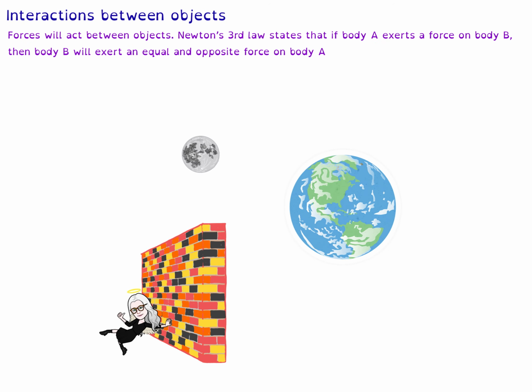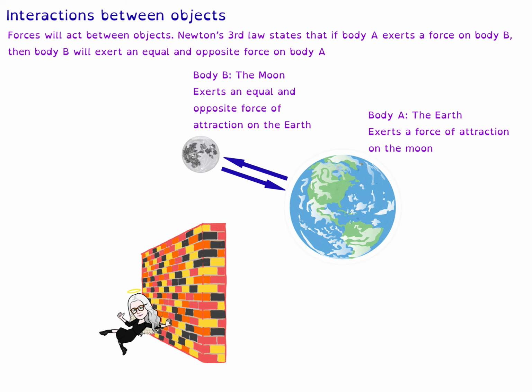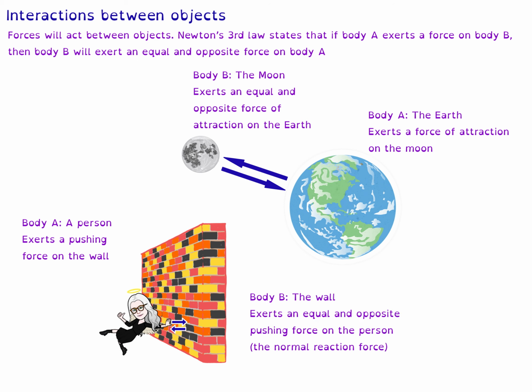Forces can act between objects. Newton's third law states that if body A exerts a force on body B, then body B will exert an equal and opposite force on body A. So in these examples, body A, the Earth, exerts a force of attraction on the Moon. Body B, the Moon, exerts an equal and opposite force of attraction on the Earth. And here, body A, a person, exerts a pushing force on the wall. Body B, the wall, exerts an equal and opposite pushing force on the person. This is the normal reaction force.